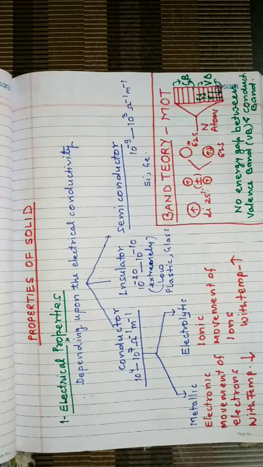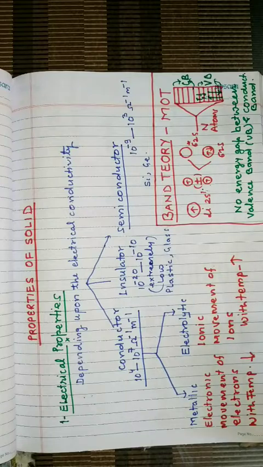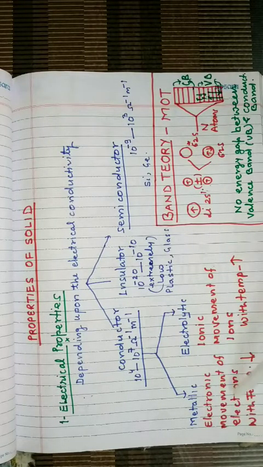In case of electrolytic conductor, they cannot conduct electricity in solid state because ions are very strongly held. Since they cannot move, they cannot conduct the electricity. But in case of metallic conductor, they can conduct electricity in solid state as well as in molten state.